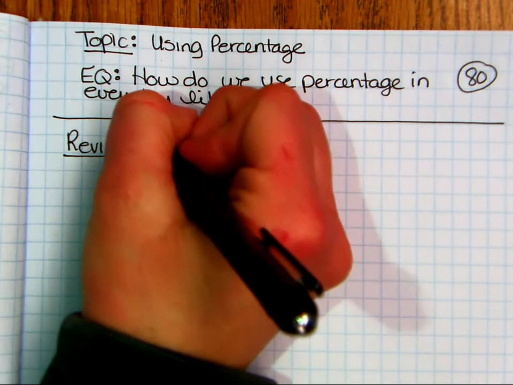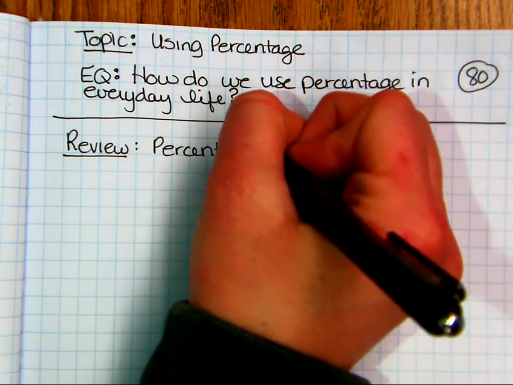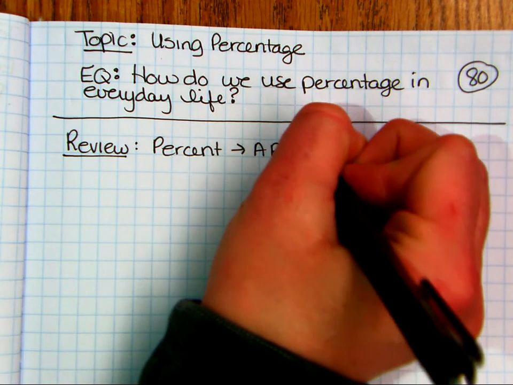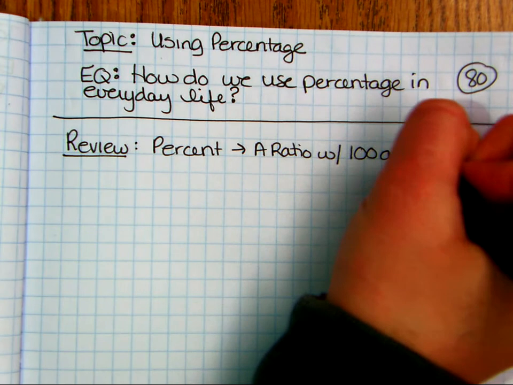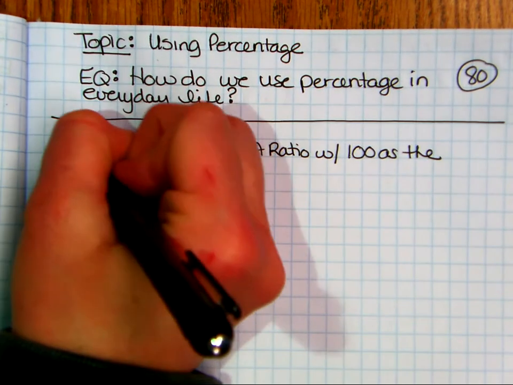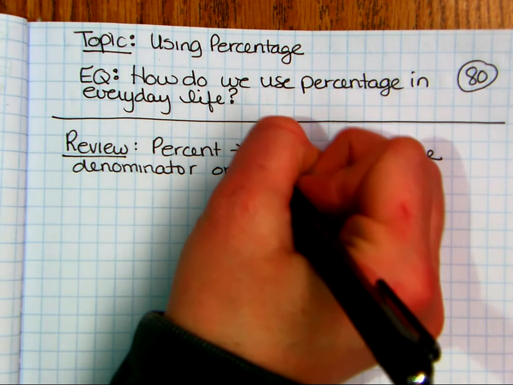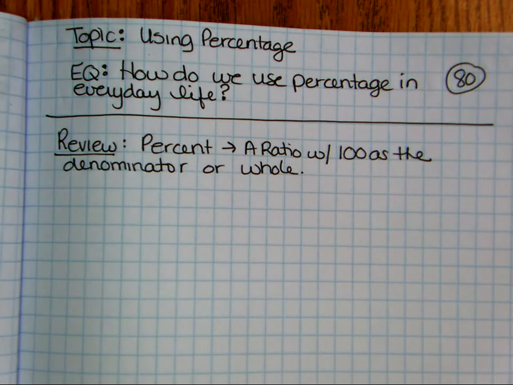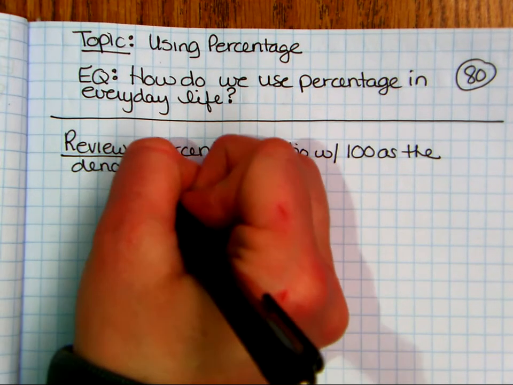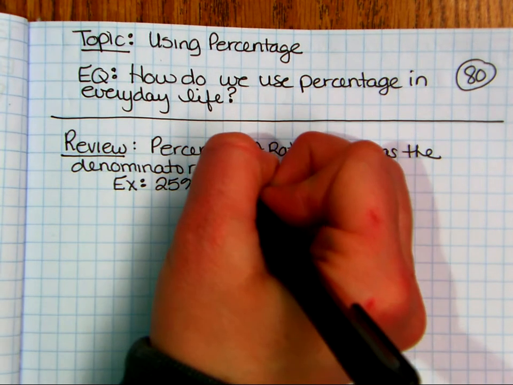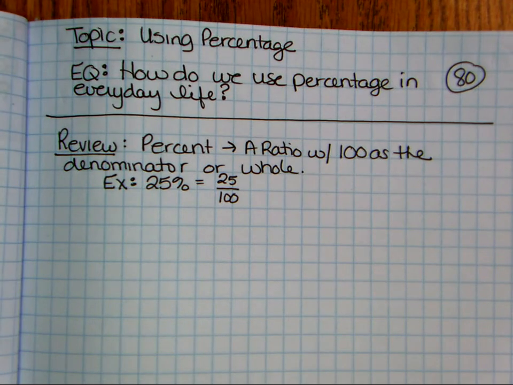We need to remember that percent is basically a ratio with 100 as the denominator, or whole. An example of this would be 25% would be equivalent to 25 over 100, or out of 100. 25 pieces out of 100.